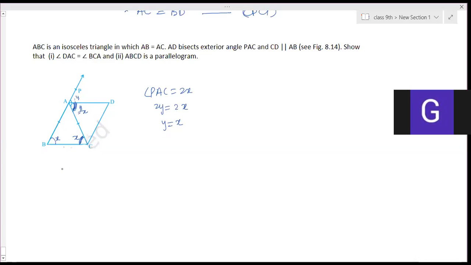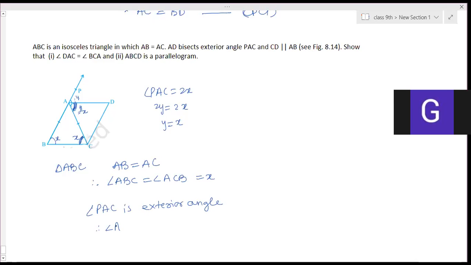Clear? Yes, ma'am. Triangle ABC, AB is equal to AC. Therefore angle ABC is equal to angle ACB. Let it be x. Angle PAC is the exterior angle. Therefore angle PAC is equal to x plus x, 2x.